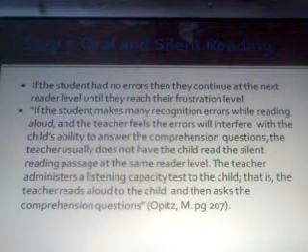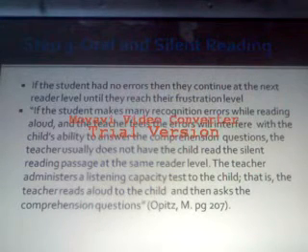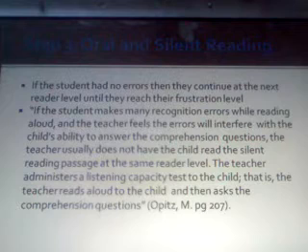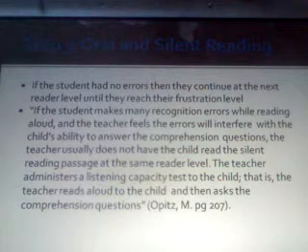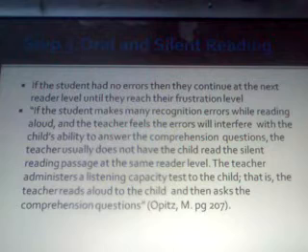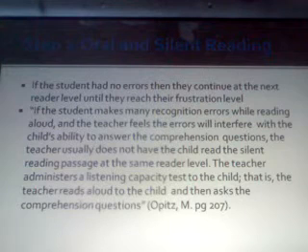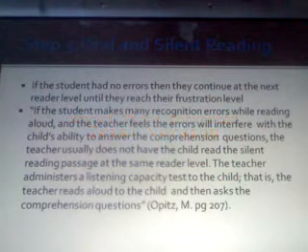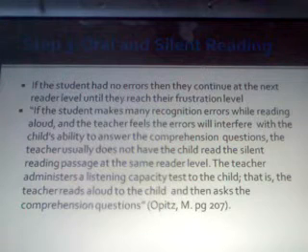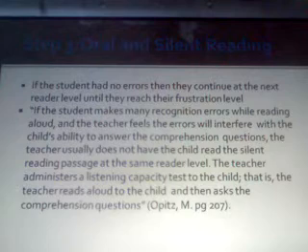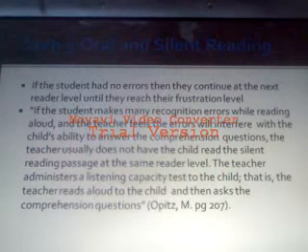If the student has no errors, then they continue at the next reader level until they reach their frustration level. If the student makes many recognition errors while reading aloud, and the teacher feels the errors will interfere with the child's ability to answer the comprehension questions, the teacher usually does not have the child read the silent reading passage at the same reader level. The teacher administers a listening capacity test to the child. That is, the teacher reads aloud to the child and then asks the comprehension questions.